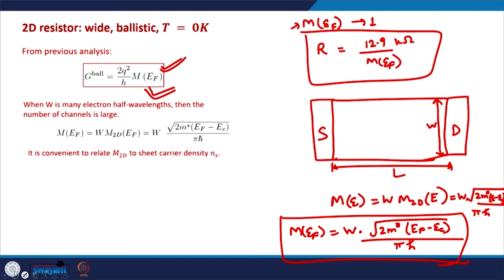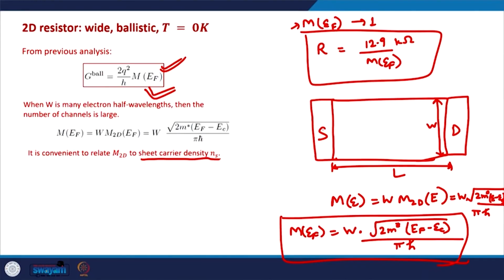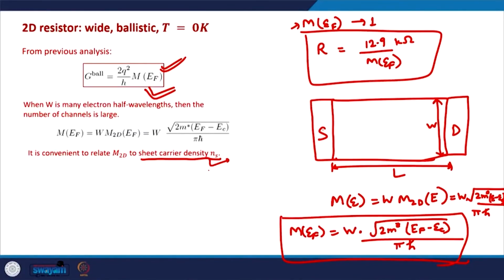But we generally try to correlate it with experimental parameters. We generally try to correlate our mathematical derivations, our equations, to the experimental parameters that we might observe while conducting experiments on the device. And one such parameter is the sheet carrier density. Generally, in many experiments, we can observe or calculate the sheet carrier density, or in general the carrier density inside a semiconductor or a conductor. For example, using a Hall effect experiment, if we are aware of the Hall coefficient of the material, we can calculate the sheet carrier density or the carrier density in the material. So, we will try to correlate this number of modes with the sheet carrier density, and try to see how the conductance is related to the sheet carrier density.